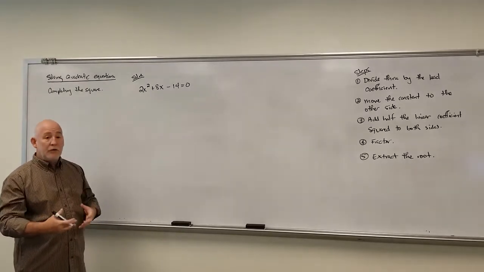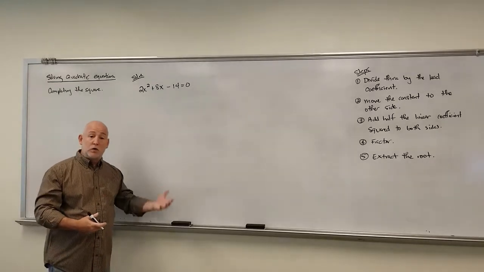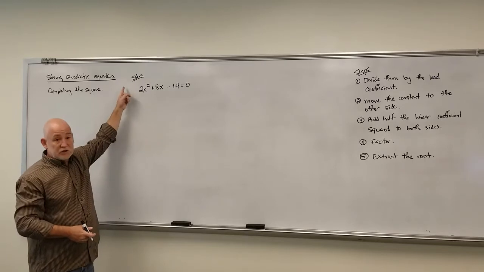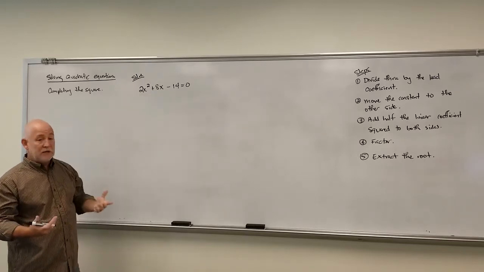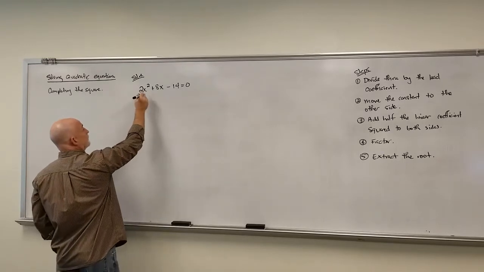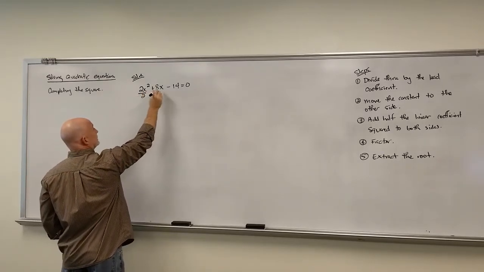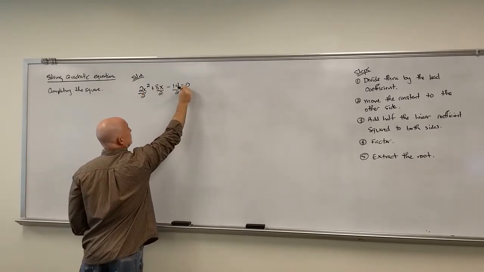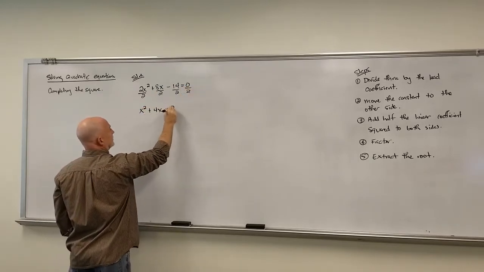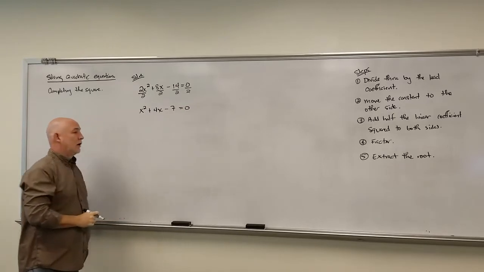However, completing the square is a skill that we're going to need in future courses, so we do need to learn how to do it. So generally the directions here would say solve by completing the square. So let's see how it works. Step 1 says divide through by the lead coefficient. It only works if our lead coefficient is a 1, so let's divide everything here by 2. So I'm going to get x squared plus 4x minus 7 is equal to 0.